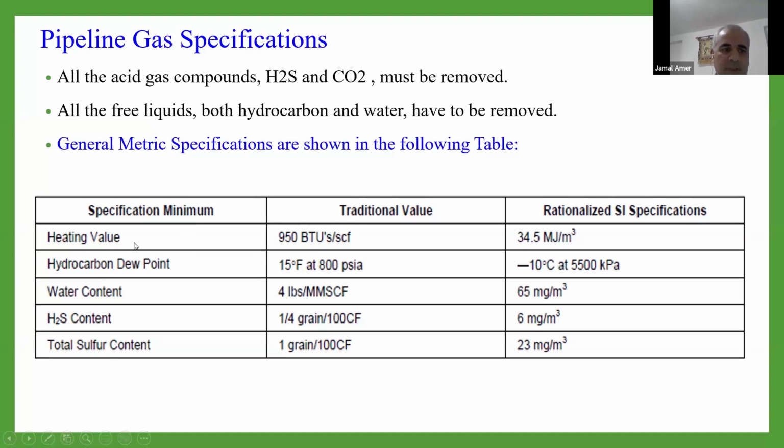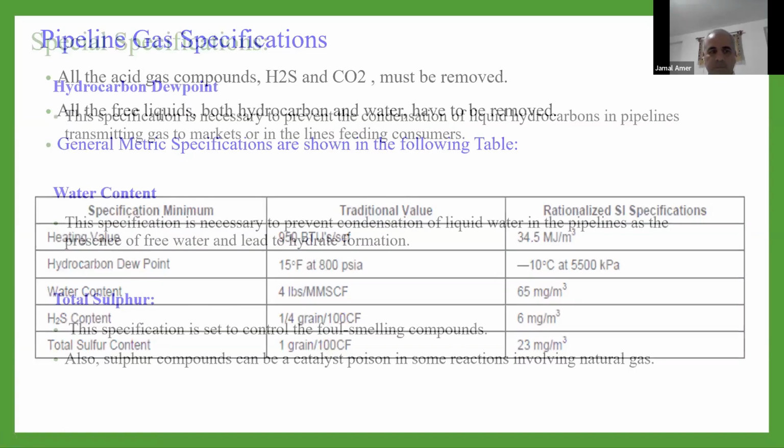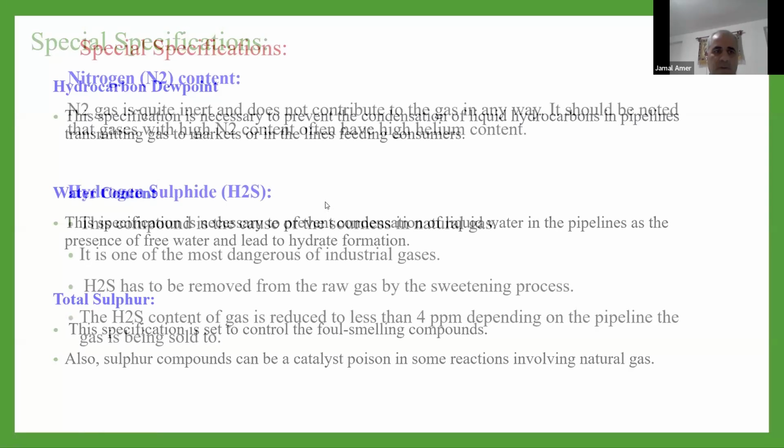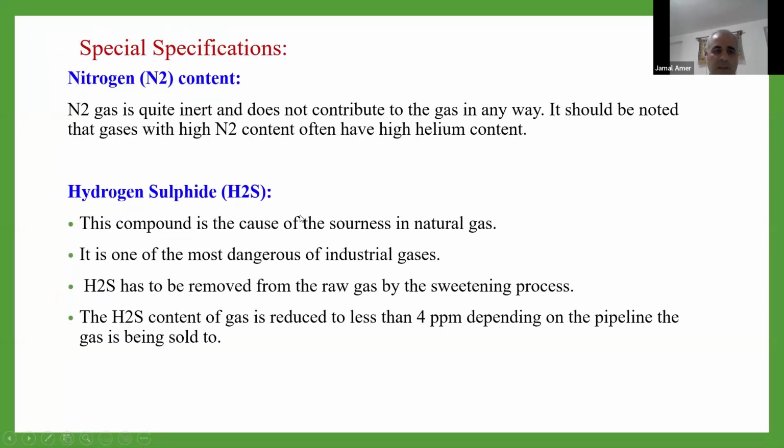So we have heating value, BTU, British thermal unit, and hydrocarbon dew point. This is a very important factor also. Water content, H2S content, and total sulfur content. We have here some special specifications: hydrocarbon dew point, water content, total sulfur. Also nitrogen content and hydrogen sulfide. This compound is very important; we have to take care of it during our treatment.